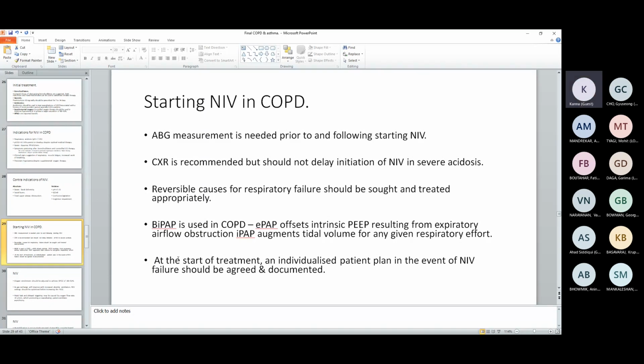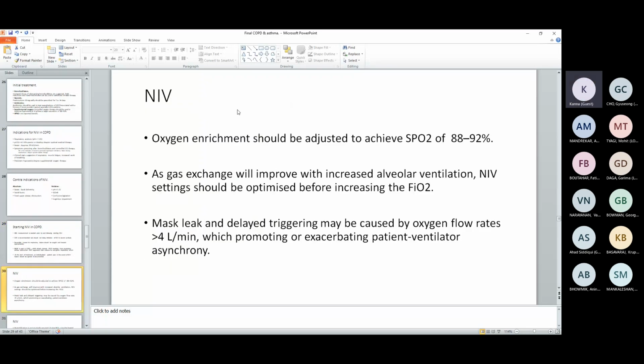At the start of treatment, we should have an individual patient plan for escalation in case NIV failure occurs. And the oxygen requirement, as we already discussed, should be targeted to a saturation of 88 to 92. All gas exchange will improve with increased alveolar ventilation.